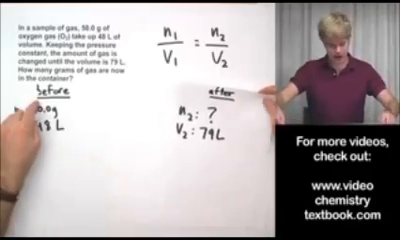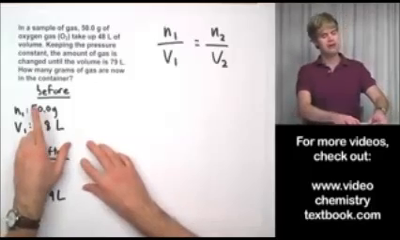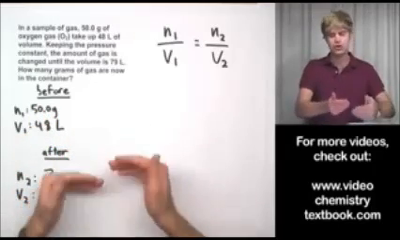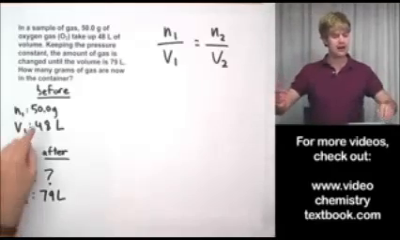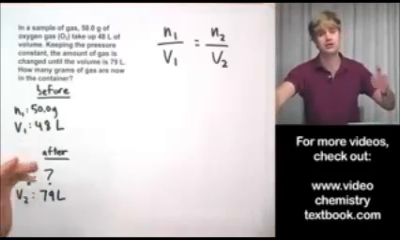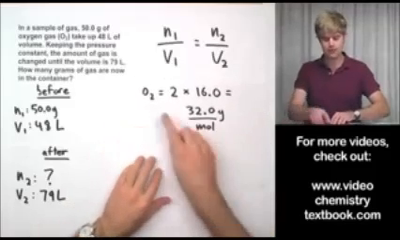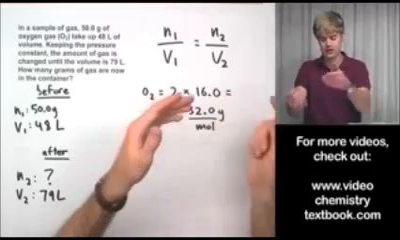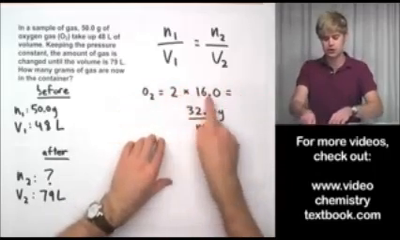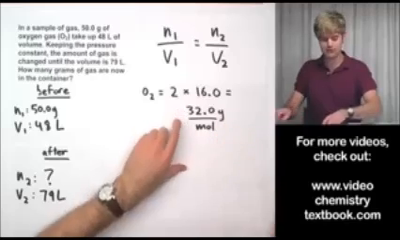Okay, so now I've got my before and I've got my after. I'm going to change my 50 grams into moles. In order to do that, I'm going to have to use the molar mass, which tells us how much 1 mole of a gas weighs. The molar mass for oxygen is 2 times 16, because each oxygen atom weighs 16, and we do 2 times that because there are 2 oxygens, and we get 32.0 grams per mole.